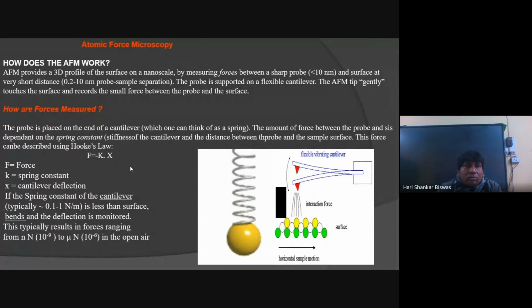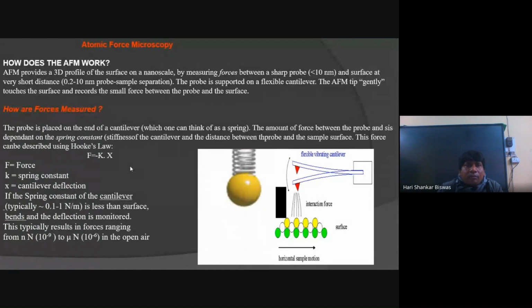So how does the atomic force microscope, that is AFM, work? AFM provides a 3D profile of the surface on a nanoscale, or of a nano thin film, by measuring the force between a sharp probe and the surface at a very short distance, about 0.2 to 10 nanometer. The probe is supported on a flexible cantilever, and the AFM tip gently touches the surface and records the small force between the probe and the surface atoms.